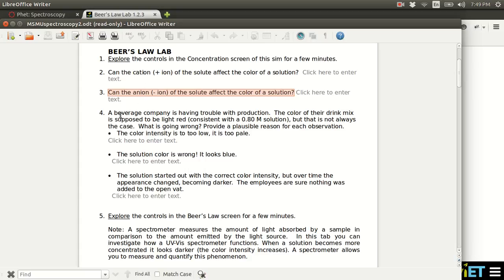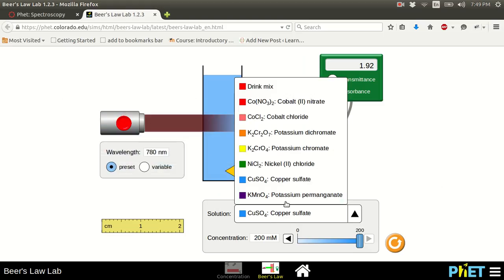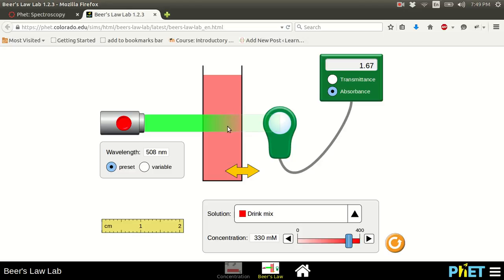Cation and anion. Now, a beverage company is having some trouble. The color of the drink mix is supposed to be light red, 0.8 molar, but that's not always the case. What is going on? What if the color intensity is too low? It is too pale. What does this mean? So let's go back to the lab. We're talking about drink mix. What can you do here to make the color intensity too low? What can you do to make this a very faint pink?